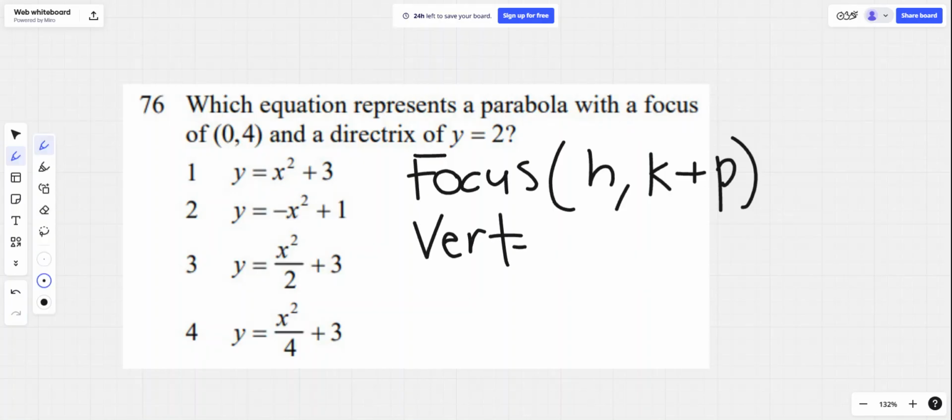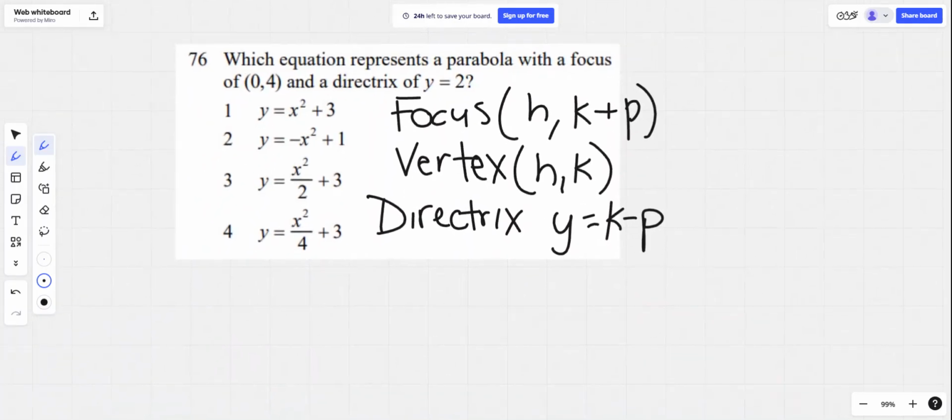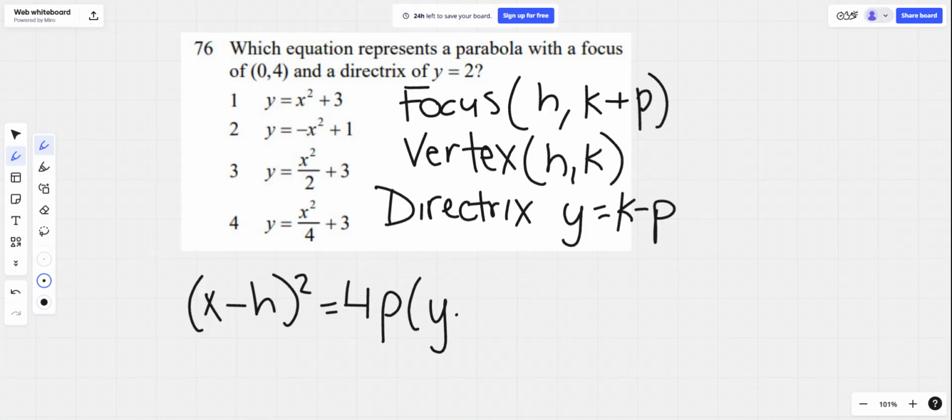The vertex in relation is (h, k). The directrix is y equals k minus p. The structure to keep in mind is as follows: (x minus h) squared equals 4p times (y minus k), like this.